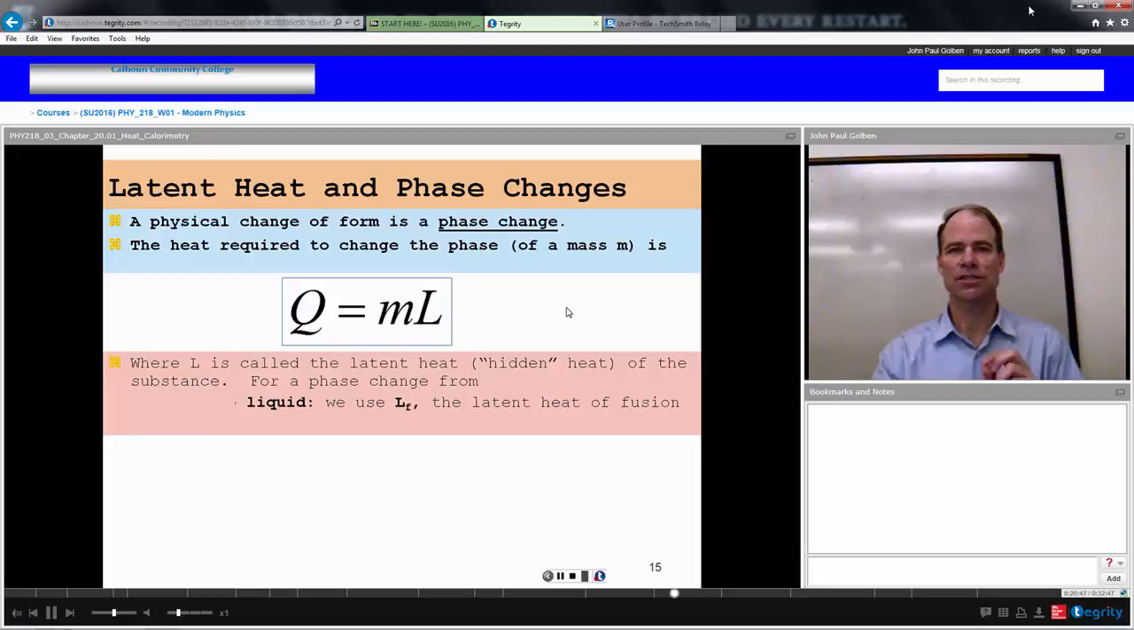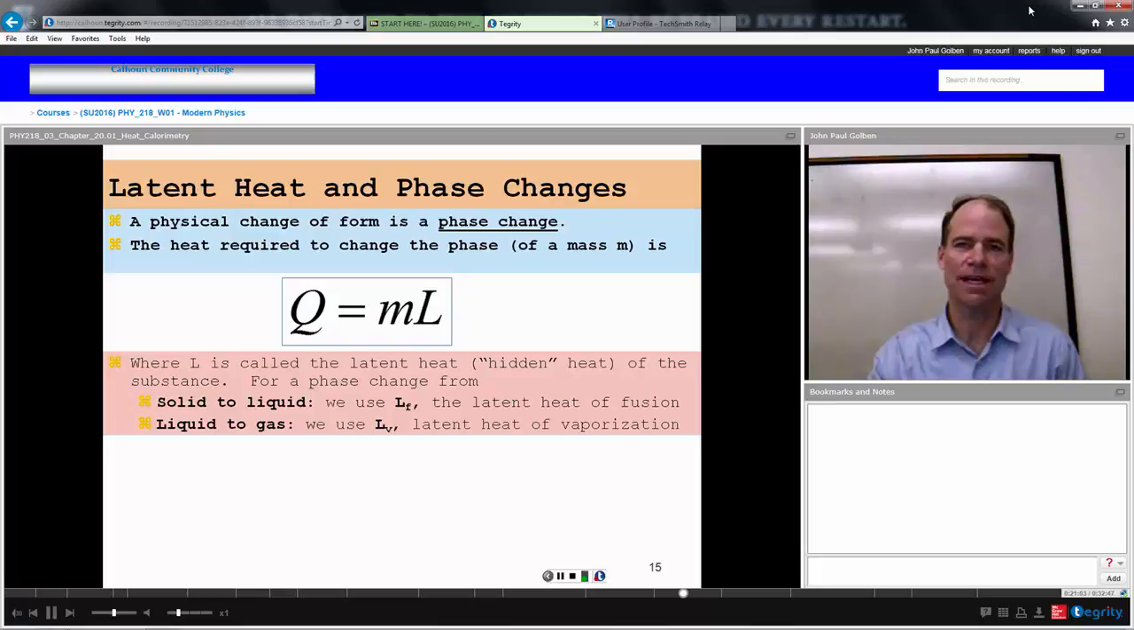The phase change could be from a solid to a liquid, in which case we would use the latent heat of fusion, or from liquid to solid, the reverse is true, the latent heat of fusion, or a liquid to gas, in which case we use the latent heat of vaporization, L sub V, or likewise from a gas to liquid. So that's what's involved in this phase change, the heat either into or out of the substance to cause the phase change from one phase to the next phase.